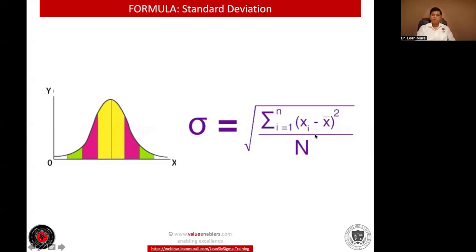Forget about sigma varying from 1 to n. All we need to do is, for each and every point, find out its distance from the center, its difference from the center, square it, add them up, divide by the total number of data points, and then square root it.